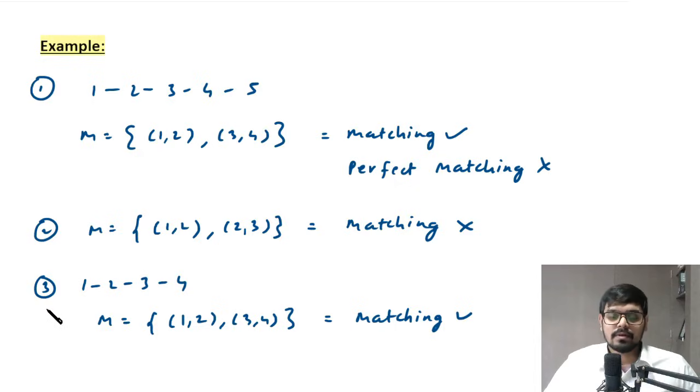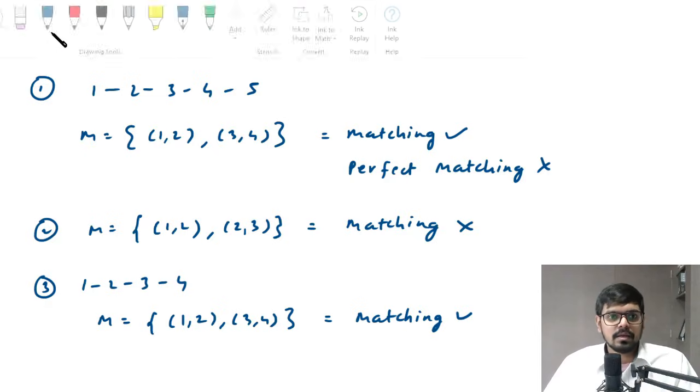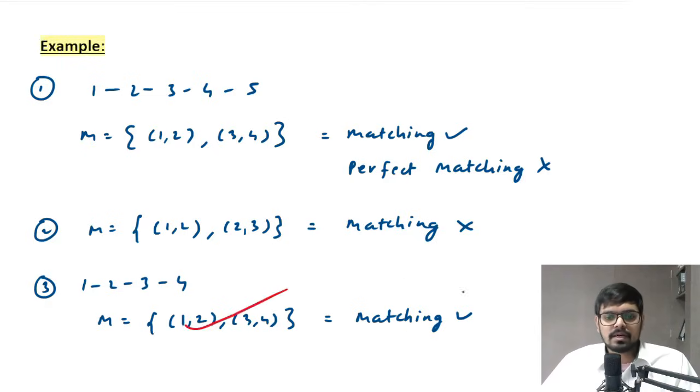Talking about the third, we have a graph with 1 connected to 2, 2 connected to 3, 3 connected to 4, and this is a set made from edges. Can I say it is matching? Check. 1 to 2 is the first edge, 3 to 4 is the second edge, no common vertices between the edges, and therefore yes, it's matching. But can I say it is a perfect matching? You will say, sir, perfect matching means all the vertices should be covered and it should be a matching. Therefore, sir, it is a perfect matching.